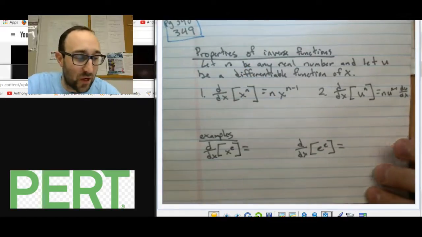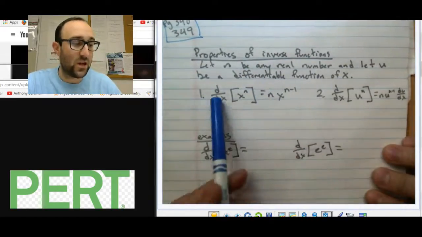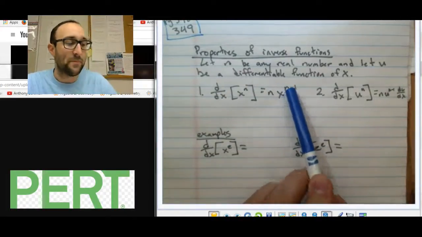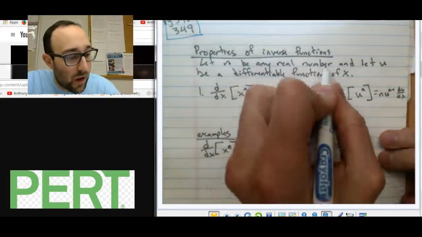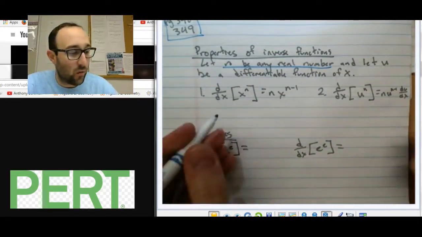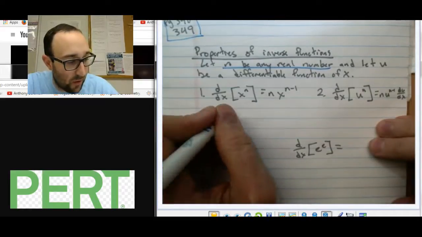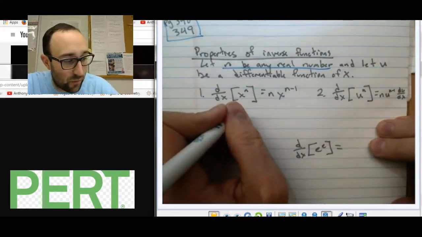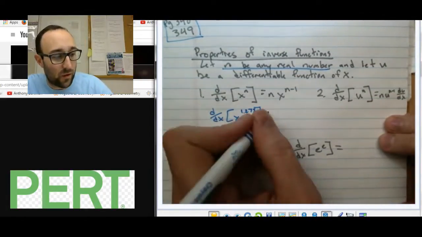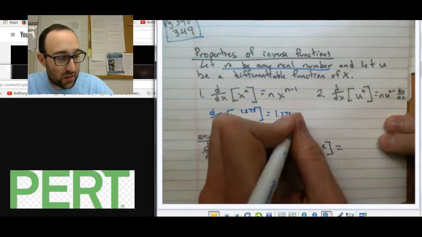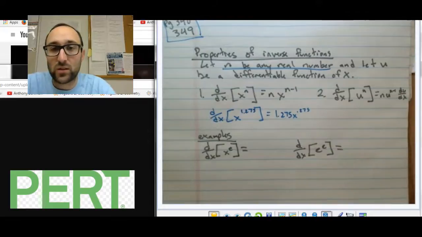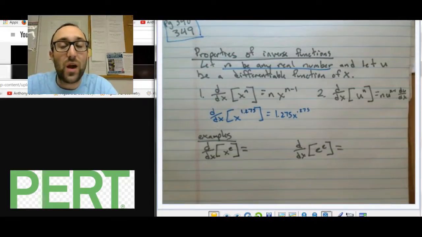So let n be any real number and let u be a differentiable function of x. The derivative of x to the n is going to be n times x to the n minus 1. Now, how is that different than anything we've done? Now we're saying n is a real number. And we've kind of done that before with fractions. But we could say, like, what's the derivative of x to the 1.275? Well, that's going to be 1.275 x to the 0.275, right, because we're subtracting 1. Or we could take, like, the square root of 2, or we can do any real number.